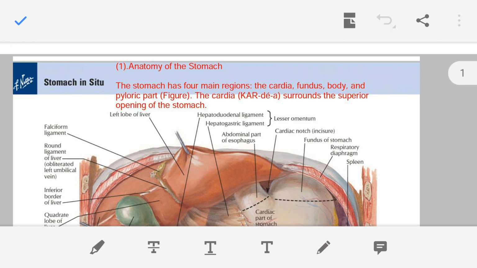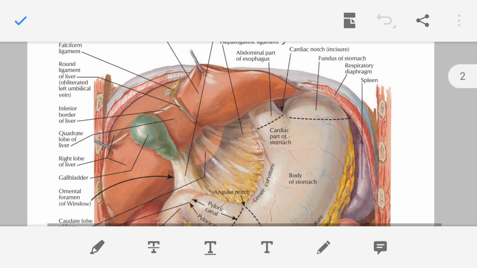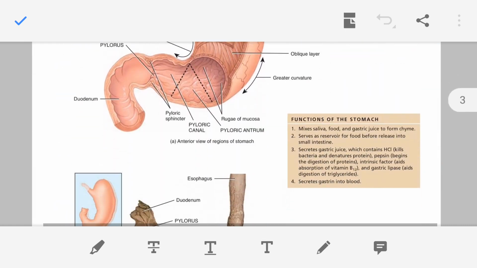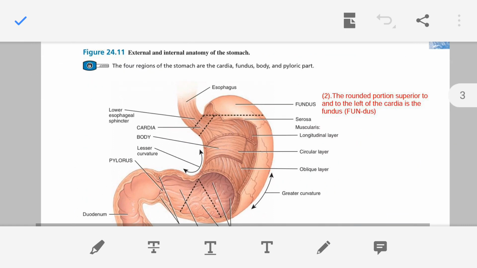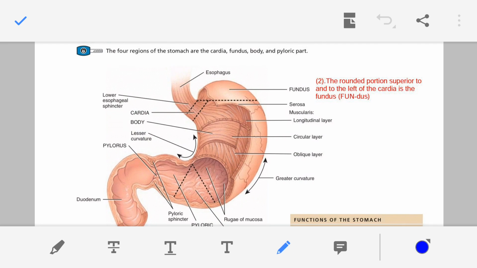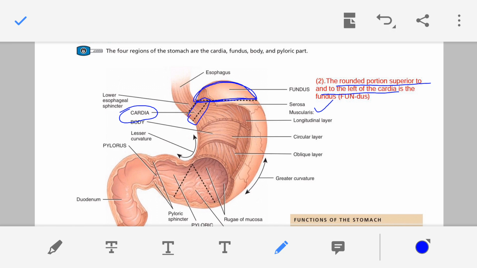Now, moving on to the second point of our discussion. Fundus. What is fundus? Where is it situated? It is the rounded portion superior and to the left of the cardia. For example, this is the cardia they are showing. As you can see, the name is written. And superior, so above the cardia, this rounded portion is known as the fundus.